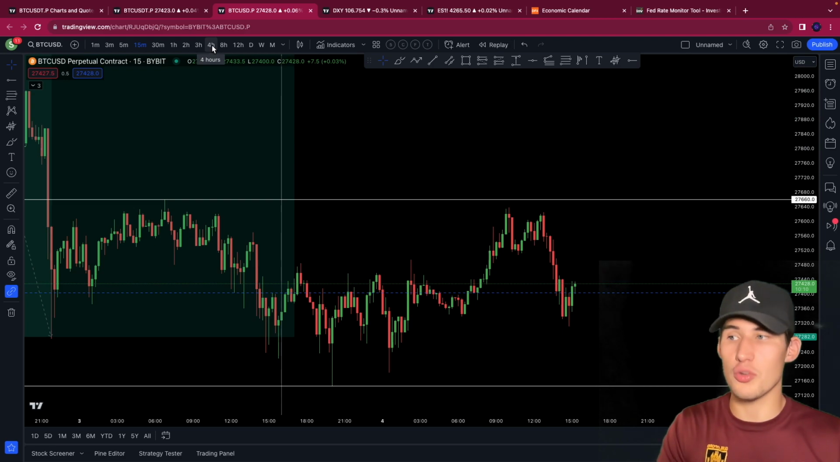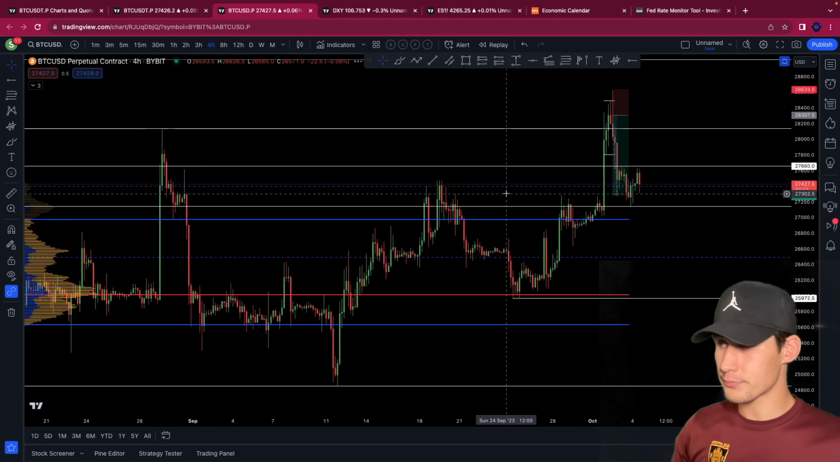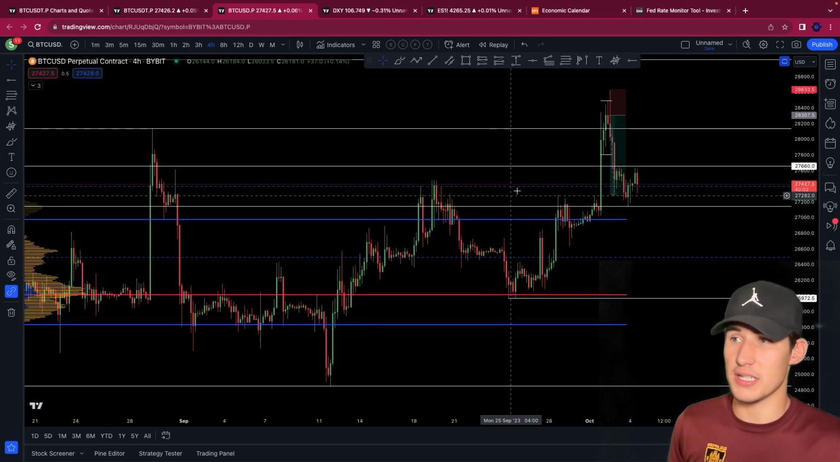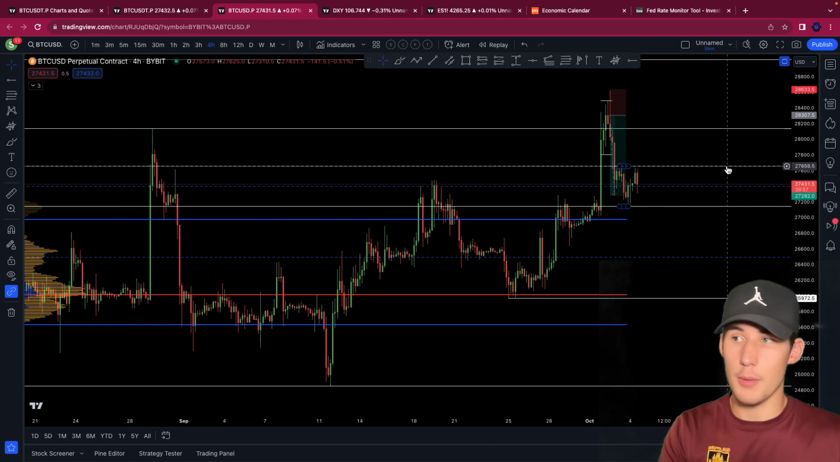So then we want to zoom out and see what our external levels are. For that, we need to come to the 4 hour. The 4 hour is looking fairly similar to the 15 minute. We are range bound. We have range bound price action.